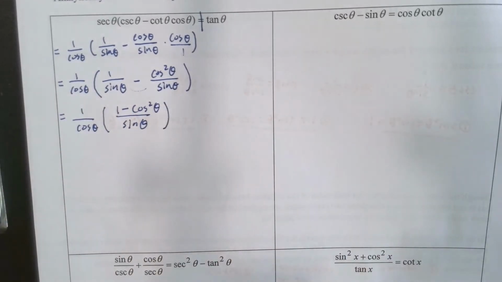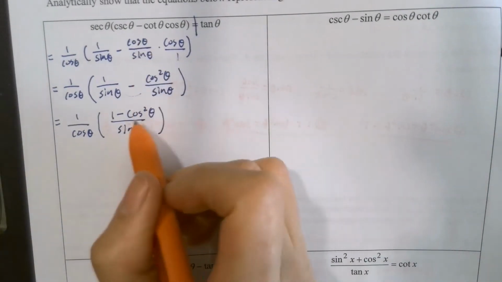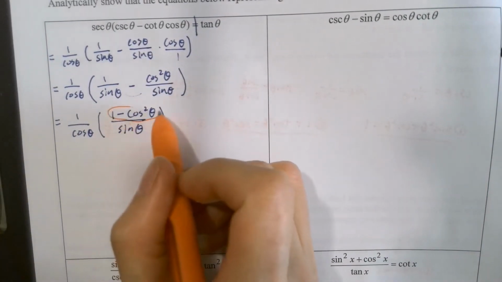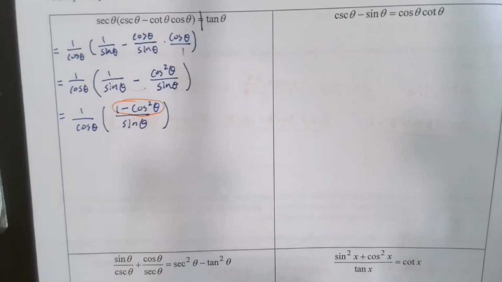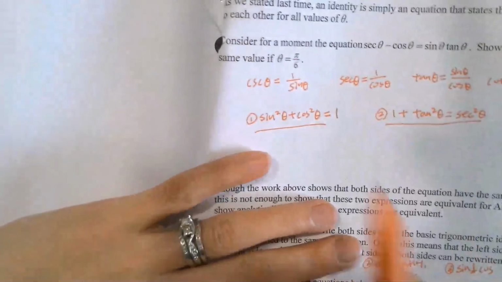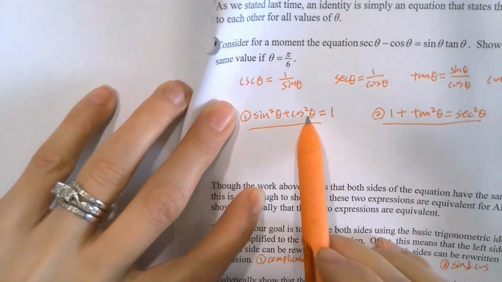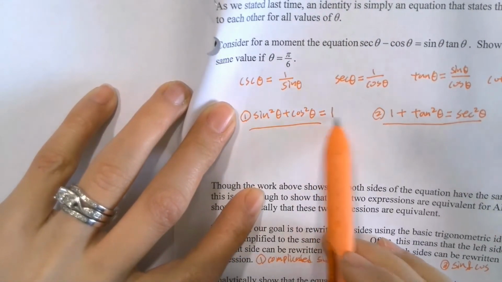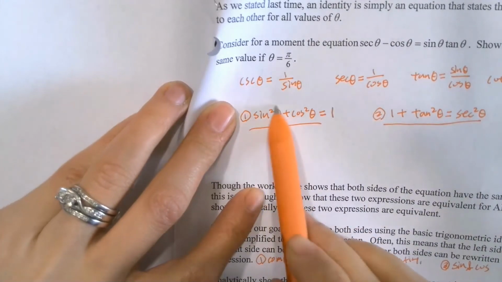Alright, pause and think. What am I doing here? What else can I do? And for those who have sharp eyes, you probably recognize 1 minus cosine squared. Why am I recognizing that? Because 1 minus cosine squared theta comes from the very first trig identity. So 1 minus cosine squared theta is equal to sine squared theta.